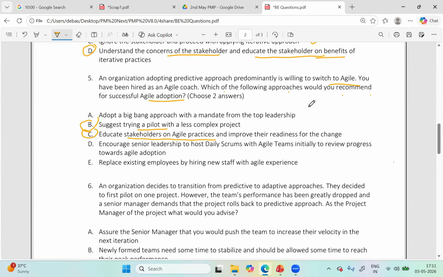Look, whenever we are adopting anything new, be it agile here or any other, obviously people have to be trained and educated on that. Only then will they be ready to incorporate that change. So C is hence a very good idea. So B and C are good suggestions on agile adoption. If anybody got a different answer, you could point.